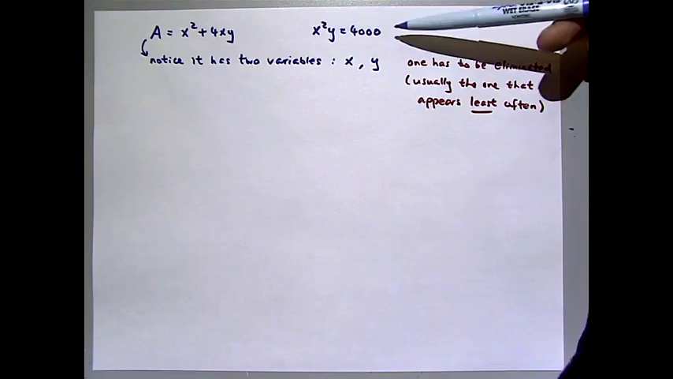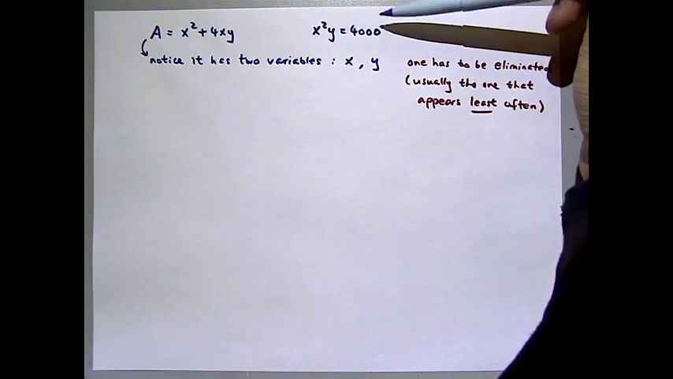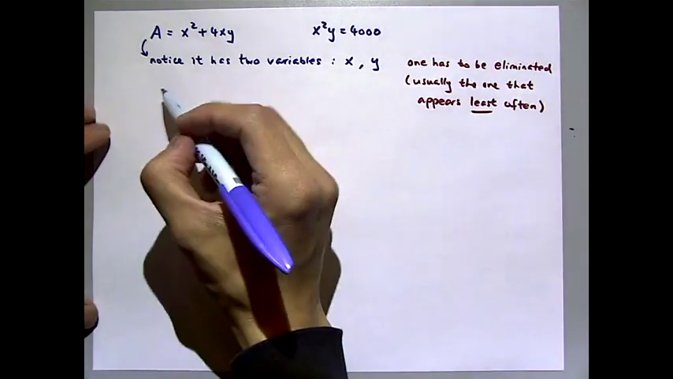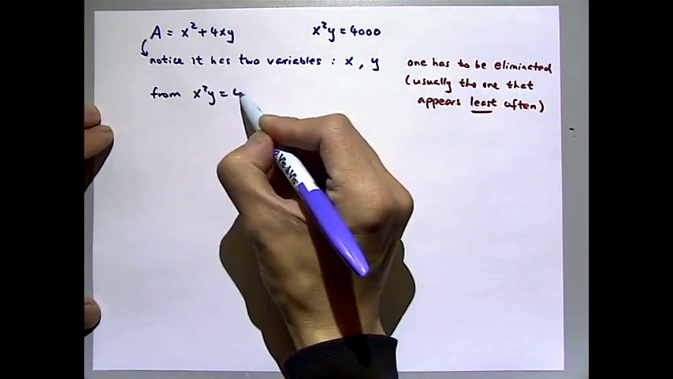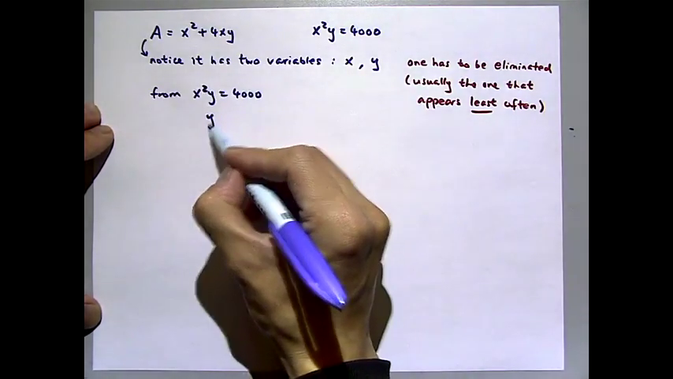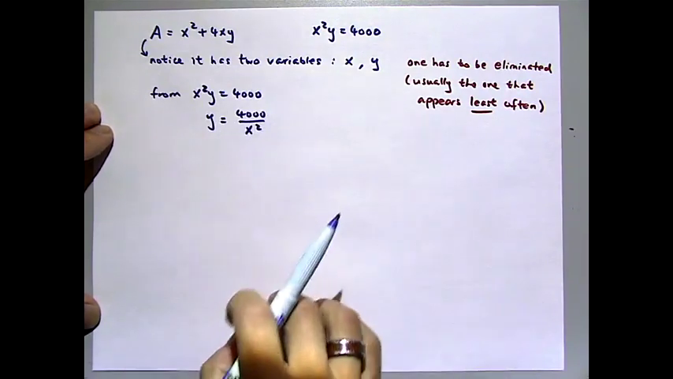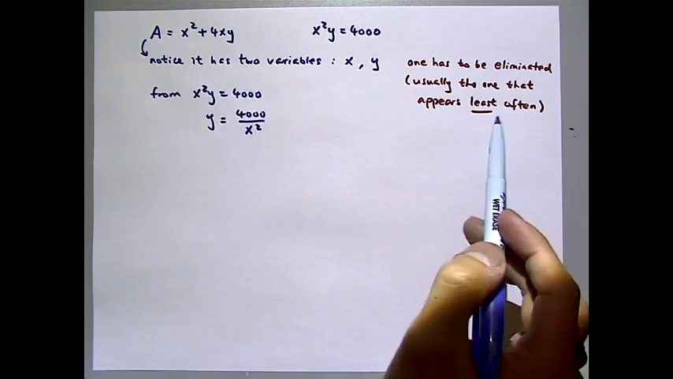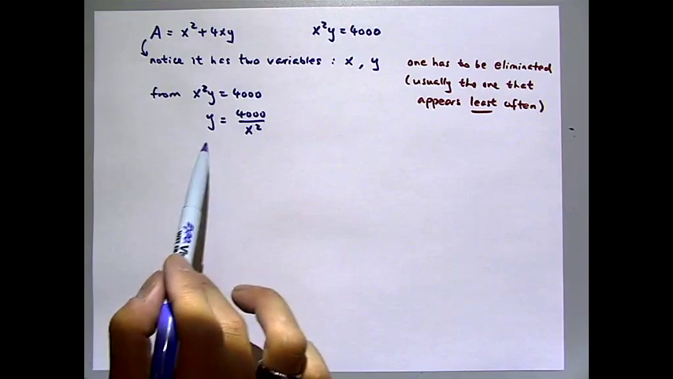And that's where this equation comes into play. This relates x and y. If you tell me one of them, I know the other. So from the equation x squared y is equal to 4,000, we get that y is equal to 4,000 over x squared. If I choose to get rid of y, the one that appears least often, I want to solve for that quantity in this equation.